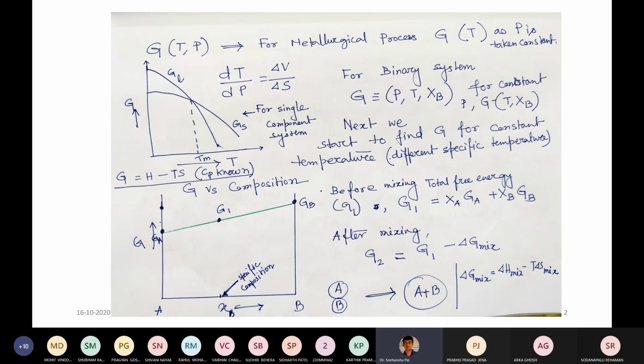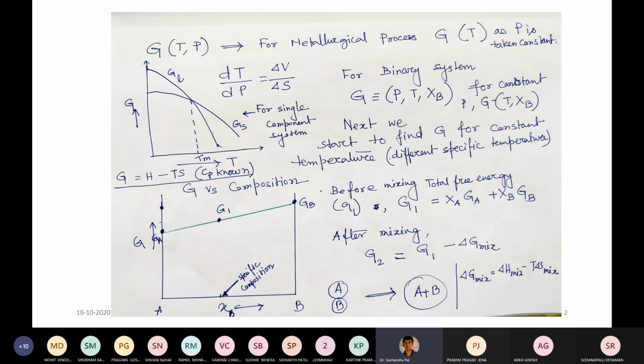Now, if you imagine that 1 mole of homogeneous solid solution is made by mixing XA mole of A and XB mole of B, then the total mole of the solution will be 1. Then we can say that the mole fraction of A plus the mole fraction of B, if we sum them, will reach the value 1.